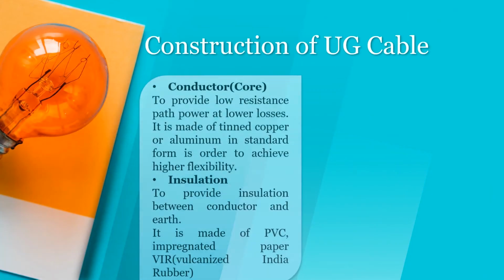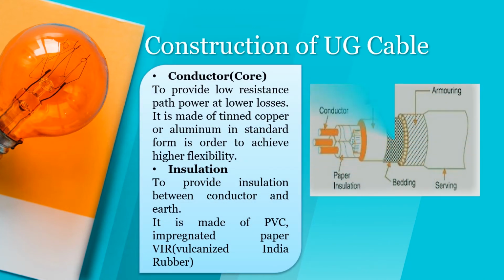Construction of UG cable. Conductor: provides a low resistance path for power at lower losses. It is made of tin, copper or aluminum in standard form in order to achieve higher flexibility. Insulation: provides insulation between conductor and earth. It is made of PVC, impregnated paper, VIR, vulcanized Indian rubber.